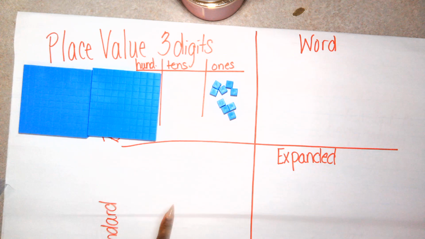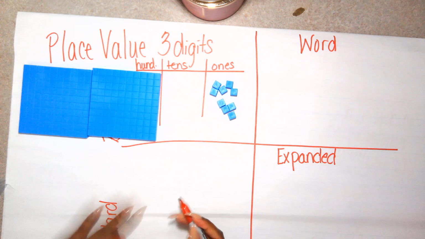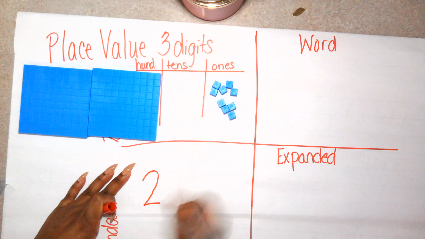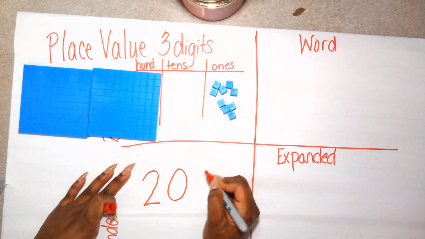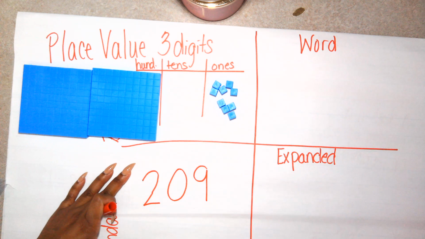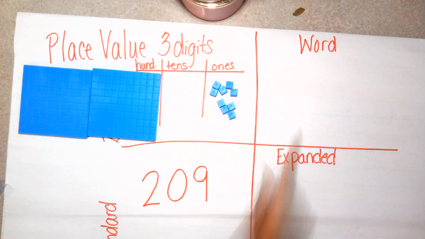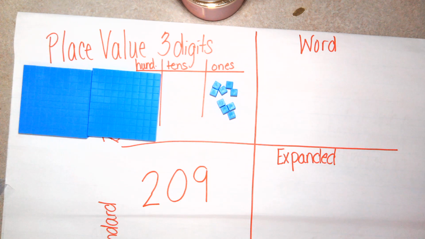I'm going to come down here to my standard form, and I'm going to write that number as a regular number. So that number would be 209. Okay? All right, now that I have my base 10 form and my standard form, we're going to come over here to word form. Something I tell my students all the time, it gets a little tricky when it comes to spelling out numbers. However, if you can get it to the best possible spelling of that number, that is completely fine.